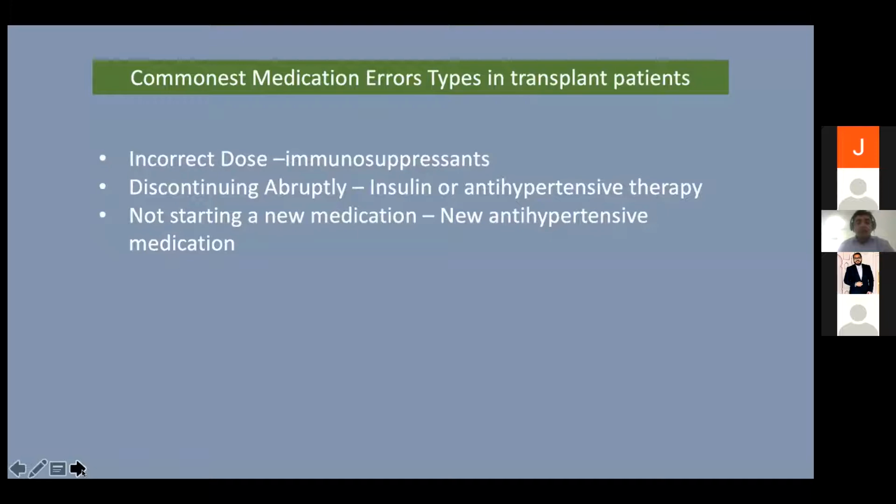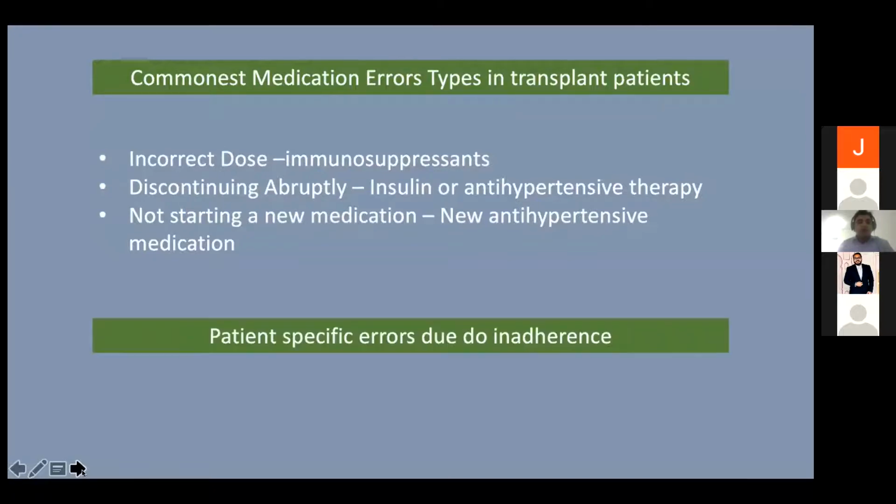Usually, newly transplanted patients have frequent changes in the treatment protocols, and the physicians play around with the antihypertensives, because whenever a new graft is transplanted, in some patients the hypertension gets really difficult to control. Now, some of the factors behind these kinds of errors are patient specific, and patient-specific errors are usually due to non-adherence to the treatment protocols.